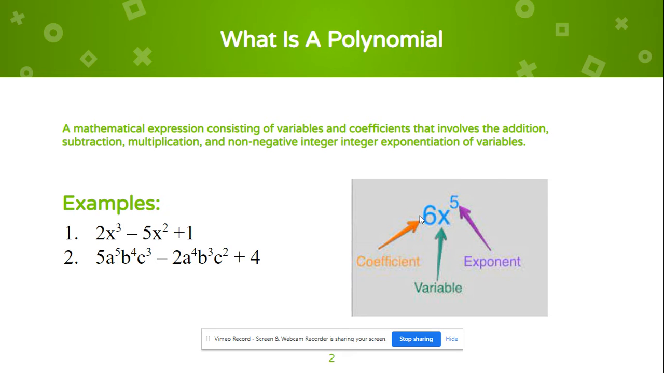I also included this graphic because I think it's important for using terminology correctly. So what we have here is 6x to the power of 5. The whole thing is called a term. The coefficient of the term is the number at the very beginning of the term, which in this case would be 6. The variable is the letter that comes after the coefficient. And the exponent is the number that the variable is raised to. So just keep that in mind as we work through the examples.